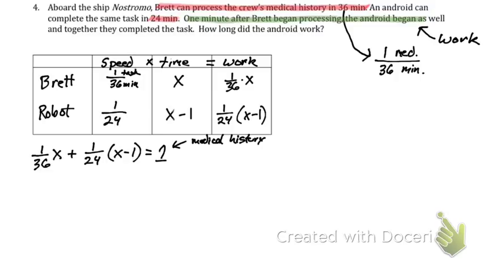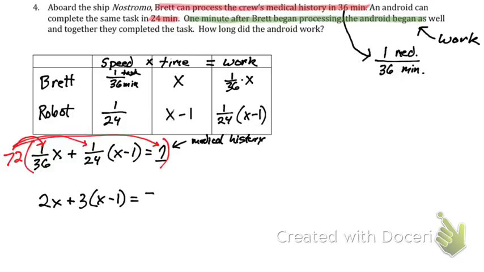Well, the first thing I'm going to do is clear those fractions. To clear those fractions, I'm going to multiply by 72. 72 divided by 36 is going to equal 2x. 72 divided by 24, well, that's going to equal 3. So it's plus 3 times the quantity x minus 1. Don't forget about multiplying 72 by the 1 as well. So that's going to equal 72.